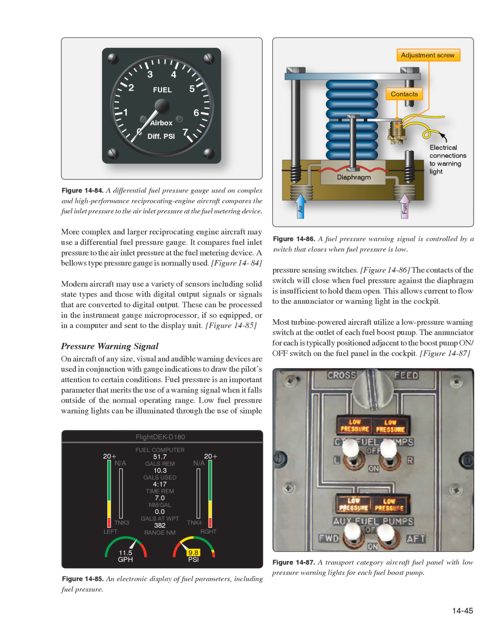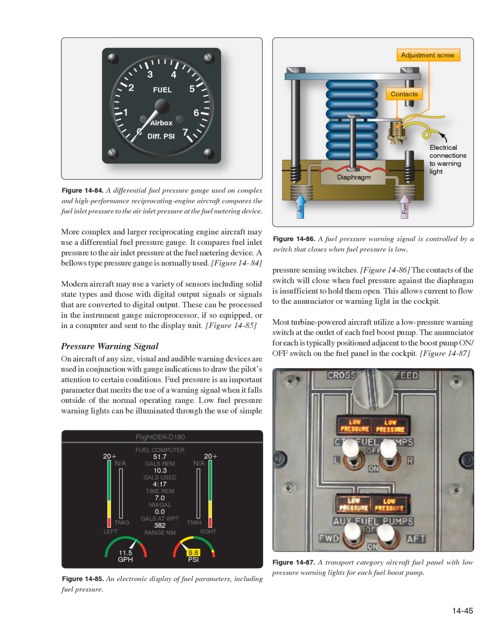More complex and larger reciprocating engine aircraft may use a differential fuel pressure gauge. It compares fuel inlet pressure to the air inlet pressure at the fuel metering device. A bellows-type pressure gauge is normally used. Figure 1484, modern aircraft may use a variety of sensors including solid-state types and those with digital output signals or signals that are converted to digital output.